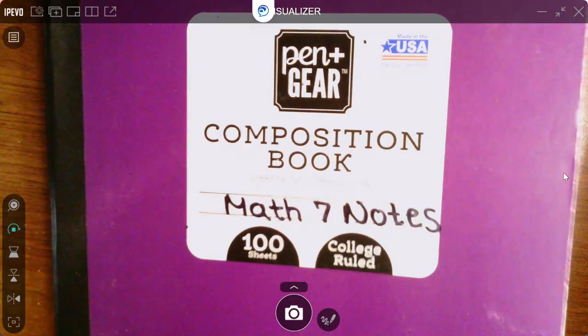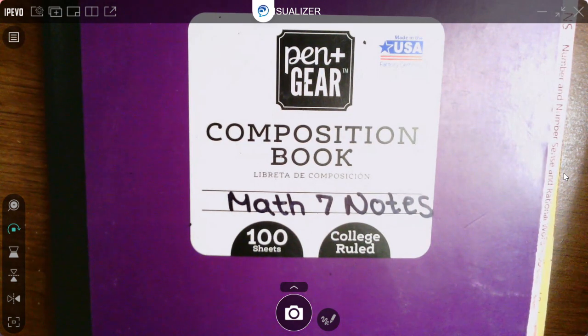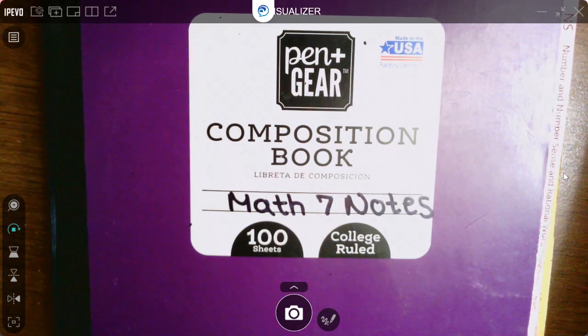All right, so hopefully you've got your notebook at home, your math notebook. If not, just jot this information down, these examples that we're going to do, on a sheet of lined paper, because you will need it for your classwork practice that you're going to do after this.